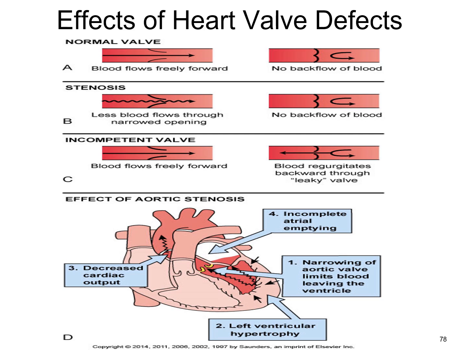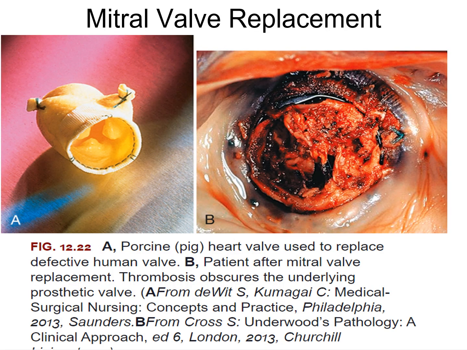In this slide, you can see the effects of the heart valve defects. So with normal blood flow in A, we have the blood flowing freely forward and no backflow. In stenosis, even though the blood flows through the narrowed opening, it's not flowing through well enough. But we don't have any backflow of blood. But it does make the work of the heart harder because it has to push harder to get through there or contract harder. In the incompetent valve, the blood flows forward freely, but it regurgitates backwards through that leaky valve. So again, in order to maintain cardiac output, the heart has to work harder. This slide is just showing you an image of mitral valve replacement with those potential valves that they might be able to use for a client.